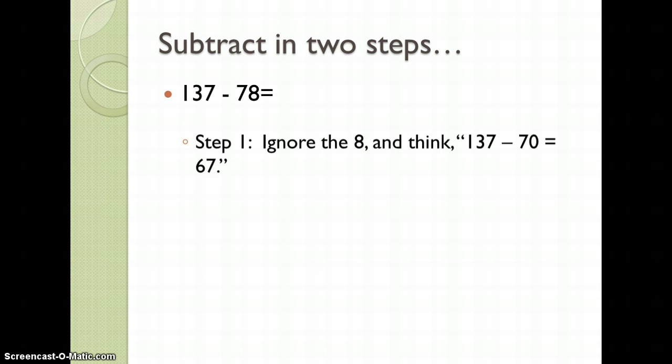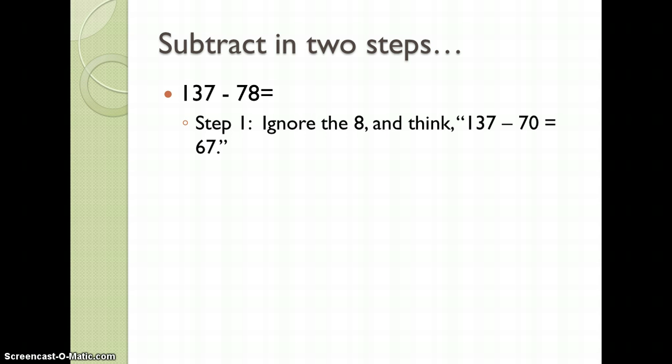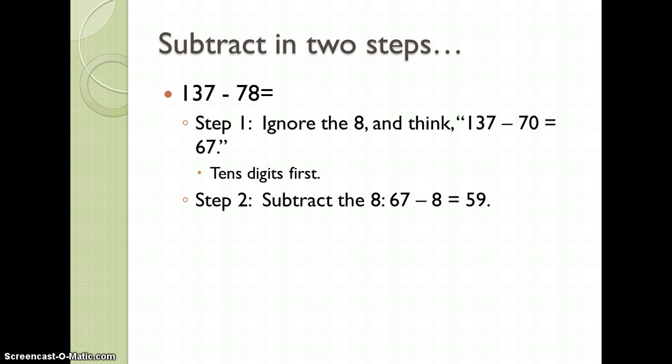137 minus 78. We're going to ignore the 8 and think to ourselves, 137 minus 70 equals 67. And if you're catching on, you should be noticing that we're always ignoring the digit in the subtrahend. So the second number we're subtracting, we're ignoring that one's digit. So we're ignoring the 8, and we're thinking 137 minus 70 is 67. We have subtracted the tens digit first.